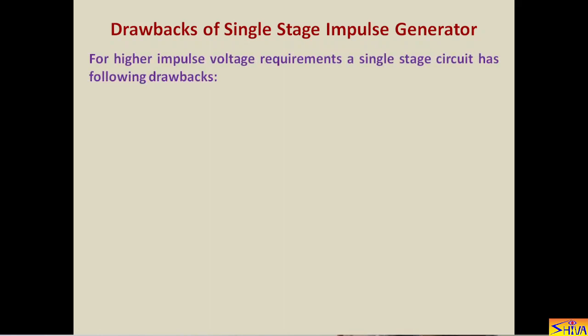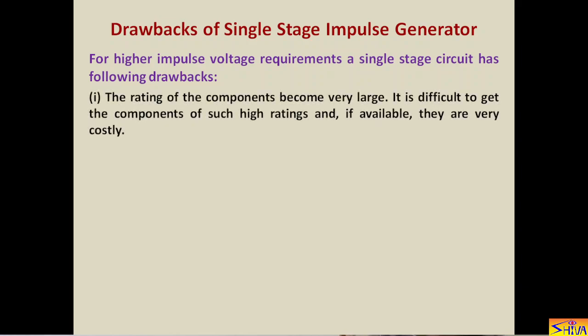What are the drawbacks of single stage impulse generator? For higher impulse voltage requirements, a single stage circuit has following drawbacks. Number one, the rating of the components become very large. We are using different components like resistors and capacitors in the wave shaping network as well as for charging and discharging operation. So these are the components and the ratings of the components become very large. It is difficult to get the components of such high ratings, and if they are available, they are very costly. So it becomes costly affair.